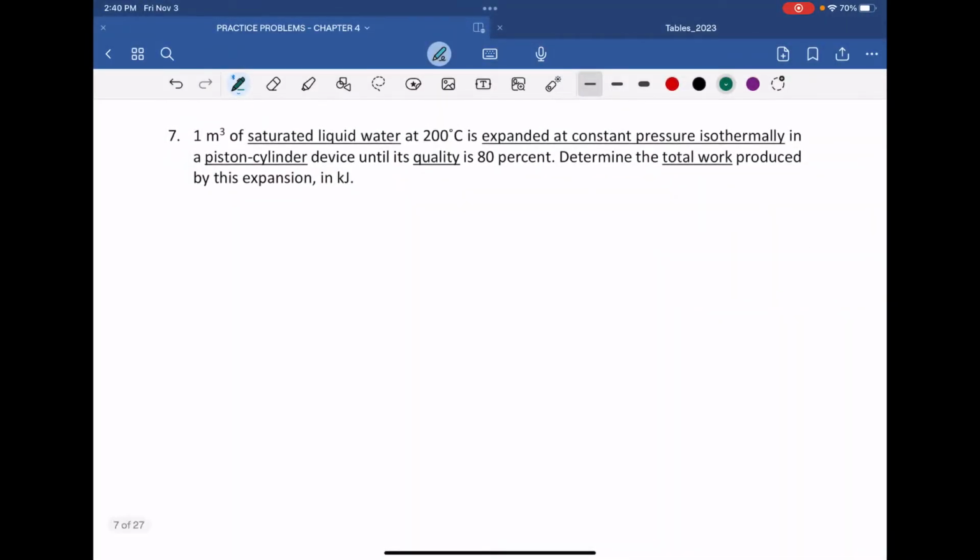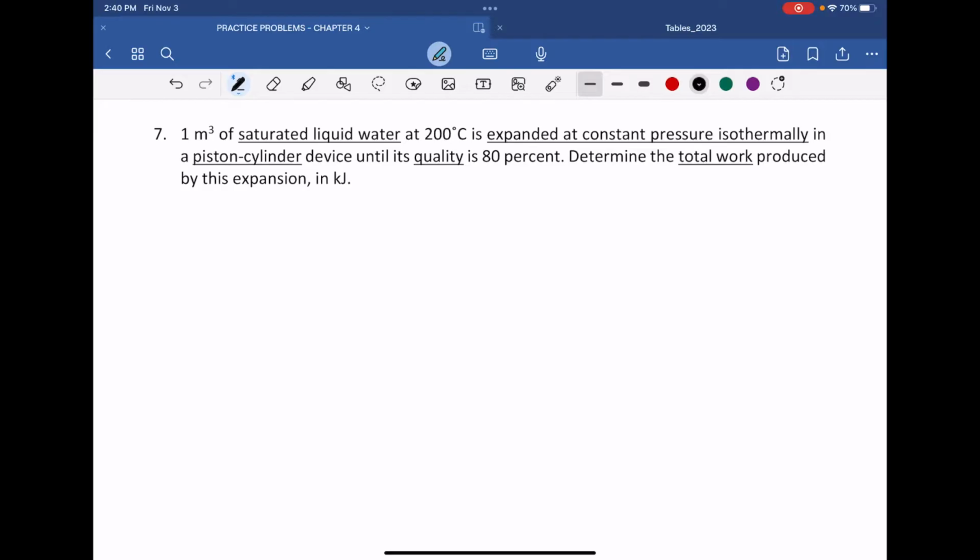Okay, so now we have saturated water at 200 degrees Celsius, expanding at a constant pressure isothermally in a piston cylinder device until its quality is 80%. So it tells me initially we have saturated liquid water.